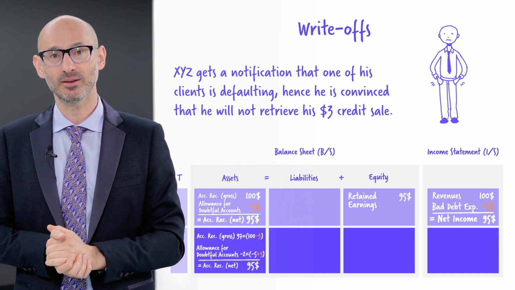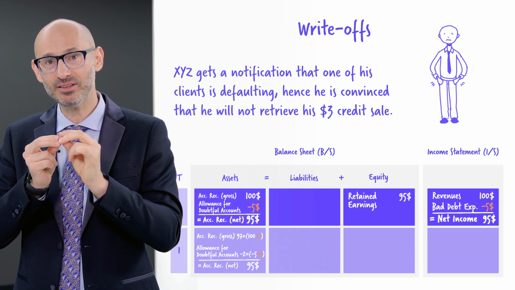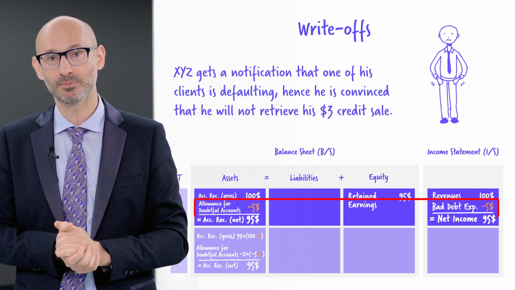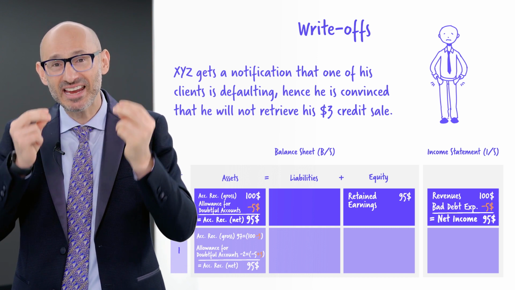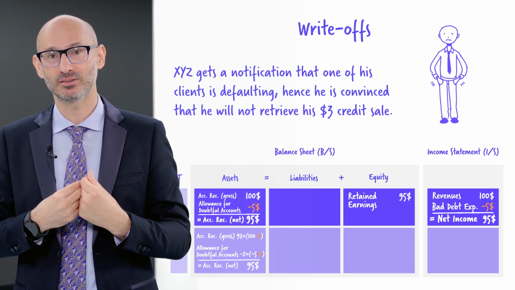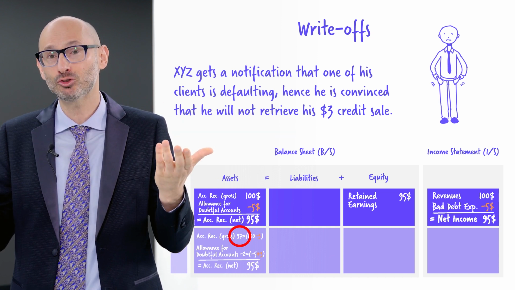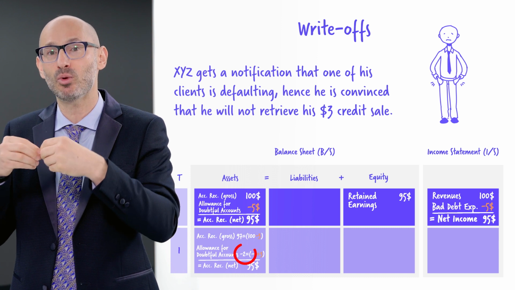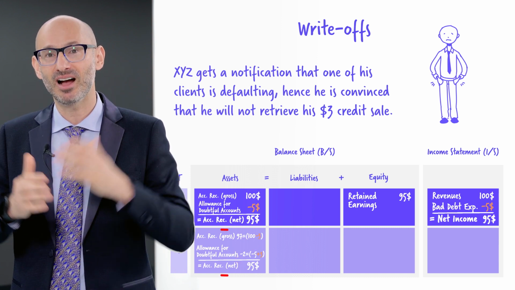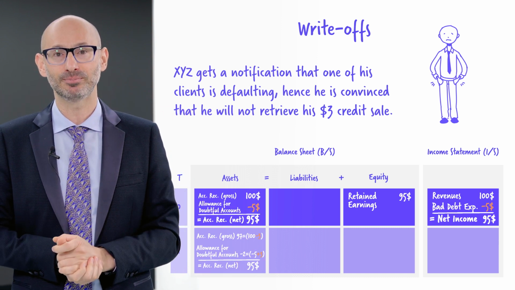Think of it this way. We expected $5 not to be paid to us because one client went bankrupt. We take it out of our financial statements. We are left with 97 of total gross receivables and an expectation of 2 more that we will not get paid. Our net is still 95.